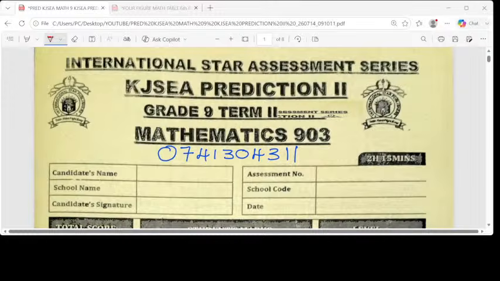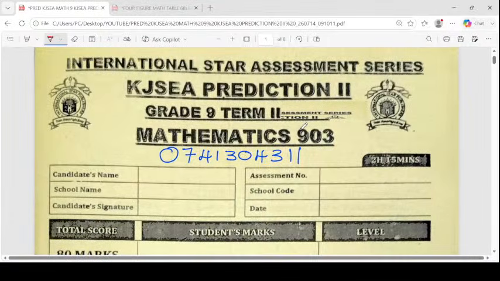We are going to discuss the Grade 9 KJSEA Mathematics Term 2 Prediction 2 from International Star Assessment Series Publishers. We are going to discuss this particular paper in detail all the way, both Section 1 and Section 2. So make sure you stay attentive.